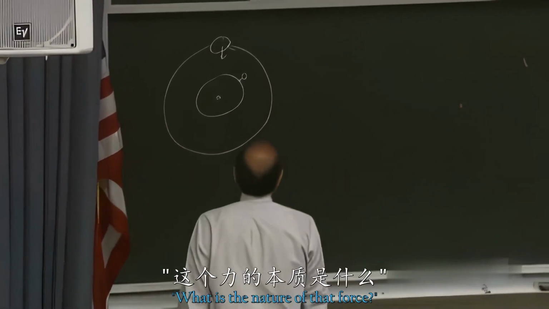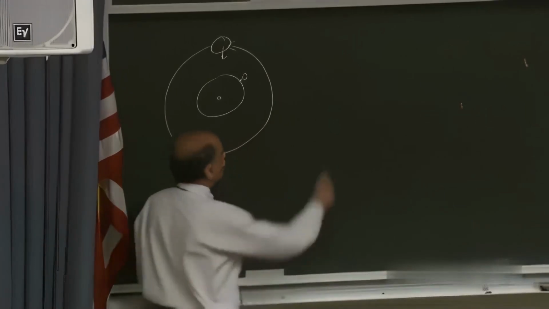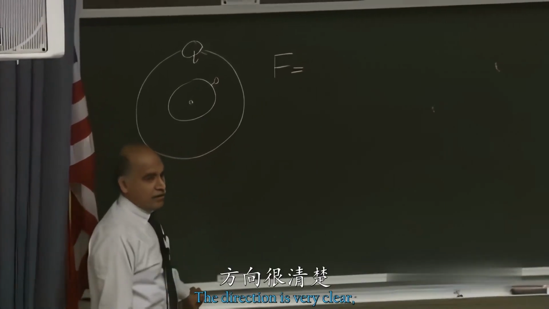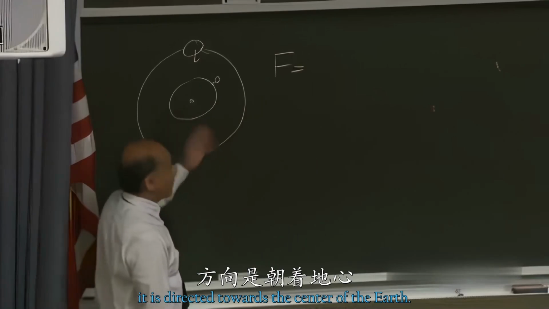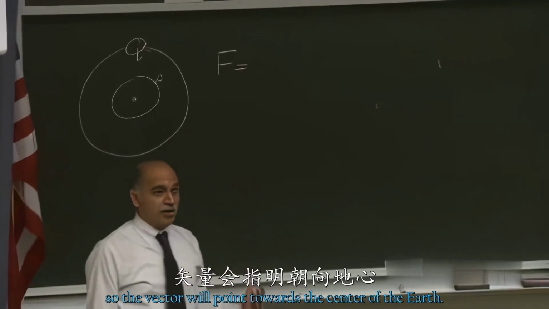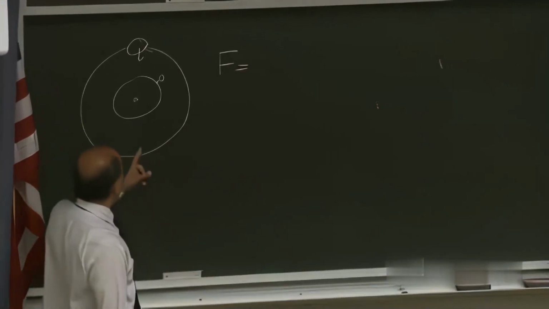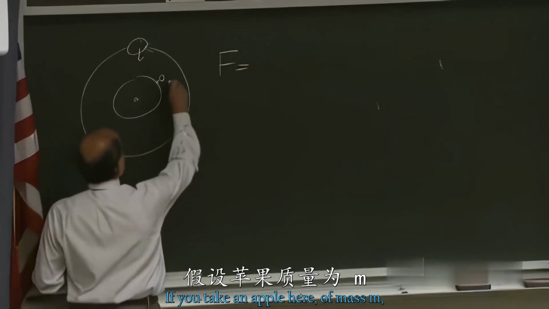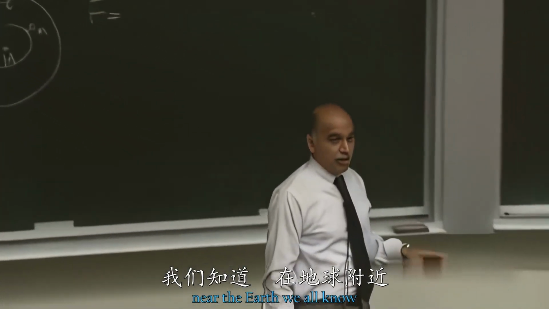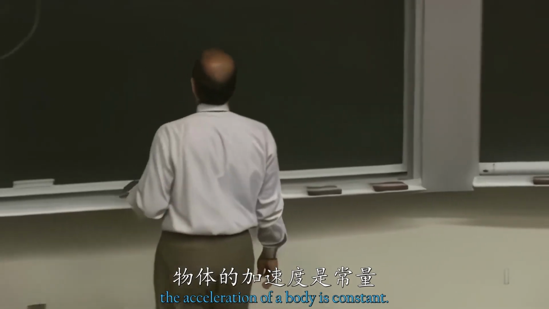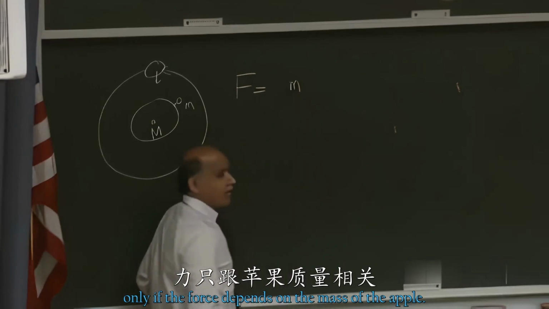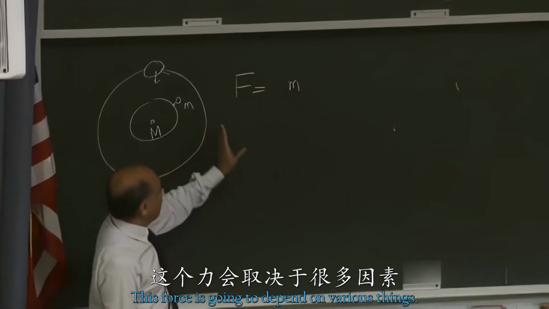So we have to now ask, what is the nature of that force? We're going to write a formula for the force. First, let me look at the magnitude. The direction is very clear. It is directed towards the center of the earth, so I won't write that down. Later on, I will write you a formula with vector symbols in it, so the vector will point towards the center of the earth. But let's look at the magnitude. If you take an apple here of mass m, and you call big M the mass of the earth, near the earth, we all know the acceleration of a body is constant. Therefore, it can happen only if the force depends on the mass of the apple.